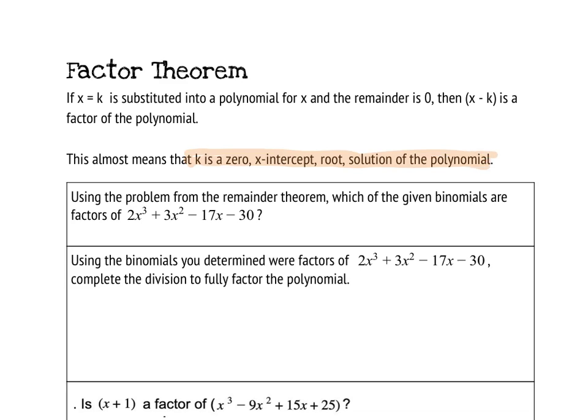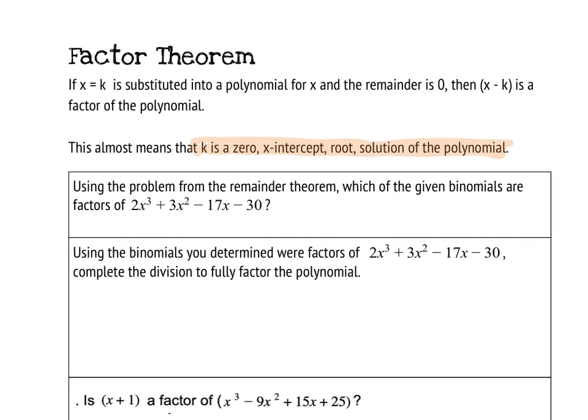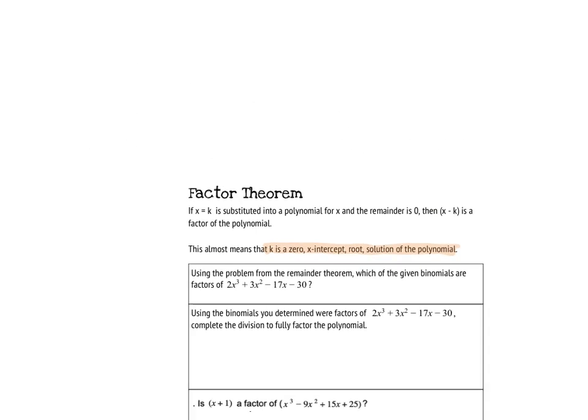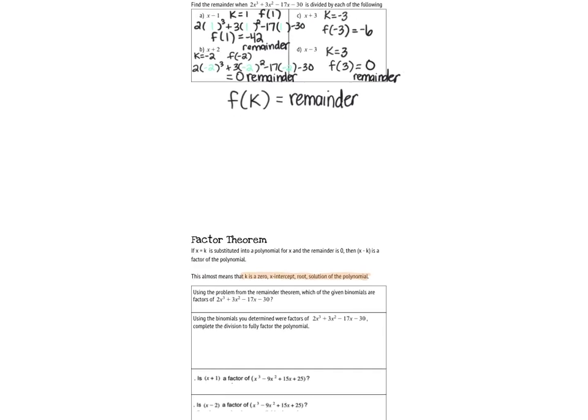It's a solution, okay? So we're going to go back and we're going to say, using the problem from the remainder theorem, which of the given binomials are factors? So in just a second, I want you to pause the video and go back and look at the remainder theorem, and out of the 4 problems we did, decide which ones had a remainder of 0.